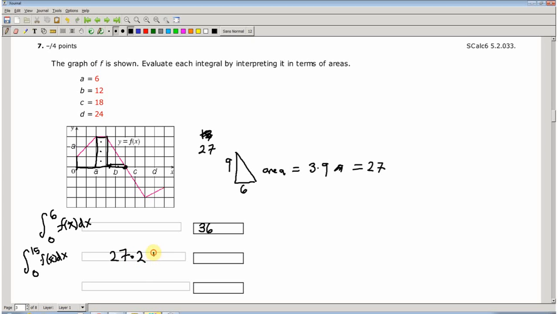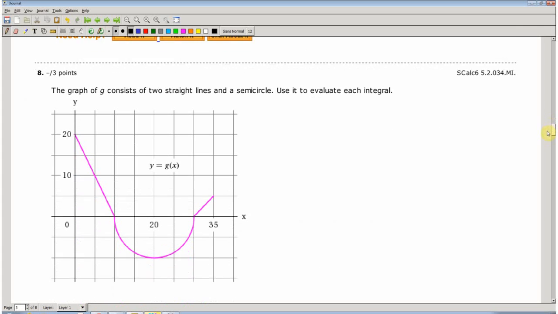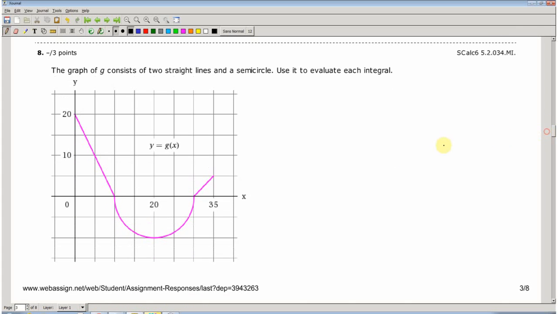Times 2 plus 36. And then you do the rest of these exactly the same way. So good luck. And let's go on to something else. So what's the next one? Alright, so this one is really similar.